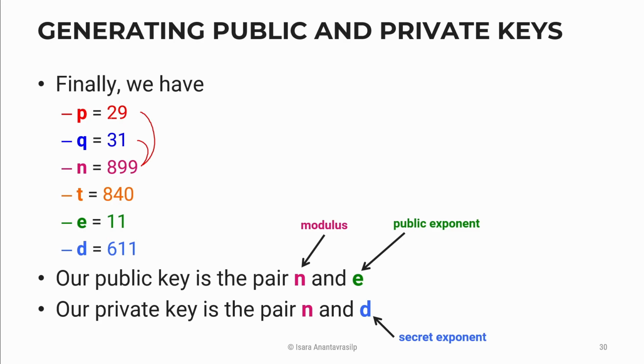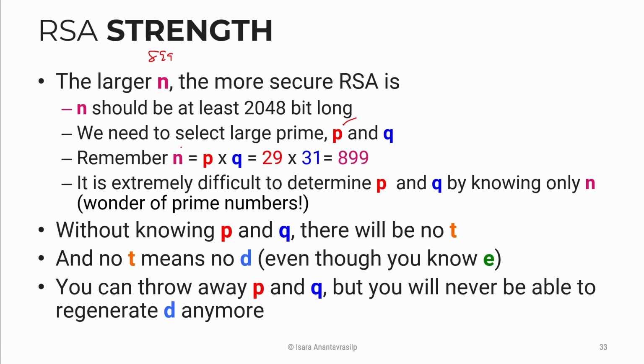You can just guess 1, 3, 5, 7, and so on until you reach 29, and then you divide 899 by 29, you get this number. So the key is that you need to select P and Q that are large enough such that you're going to have a large N too. And the larger the number, the harder it is to factor the two prime numbers that contribute to this N.